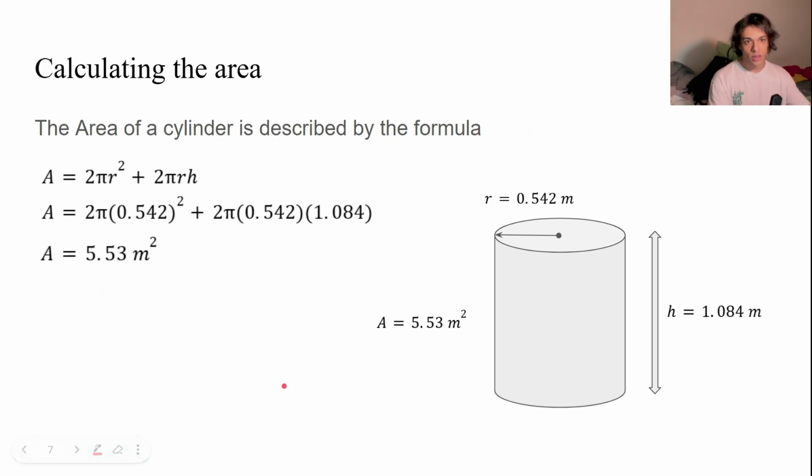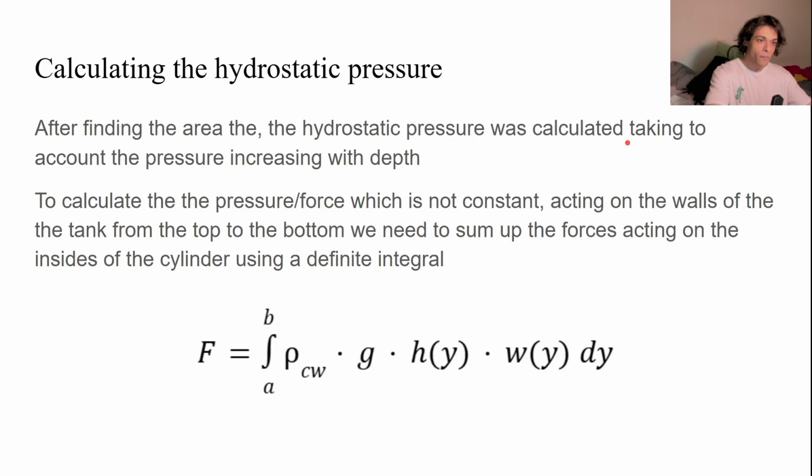So now that we found the radius and the height, we can find the area very easily. We just substitute everything into the area formula, and we get an area of 5.5 meters squared. So this is the area for the cylinder that we're going to use. Next, we need to calculate the hydrostatic pressure that is going to be acting on the insides of the cylinder.